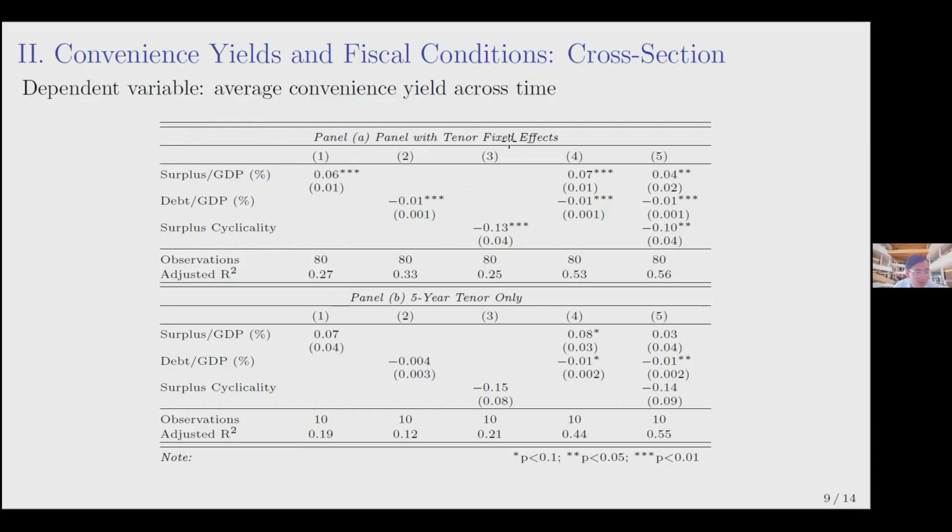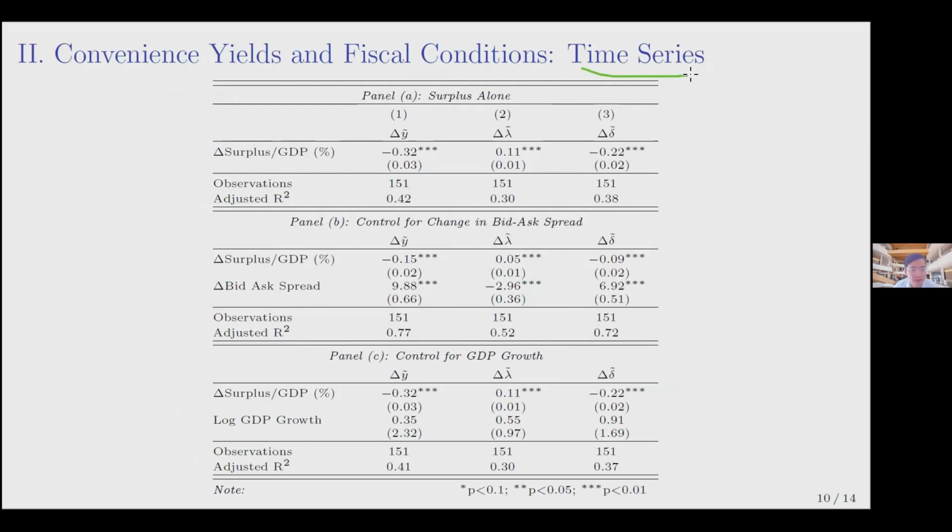We find that countries with high government surplus, with low debt to GDP, and low cyclicality in surplus, all of which should suggest a safe government fiscal condition, are all associated with a higher convenience yield. So in the cross-section of different countries, indeed, governments with good fiscal conditions correspond to high convenience yields. Now, let's also look at the time series. So we fix a country and look at its variation across time.